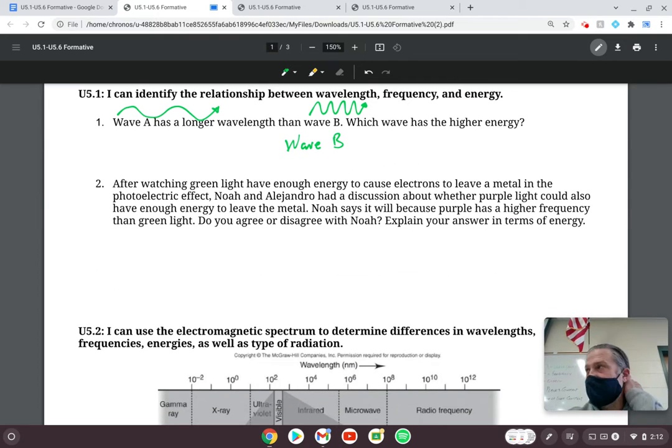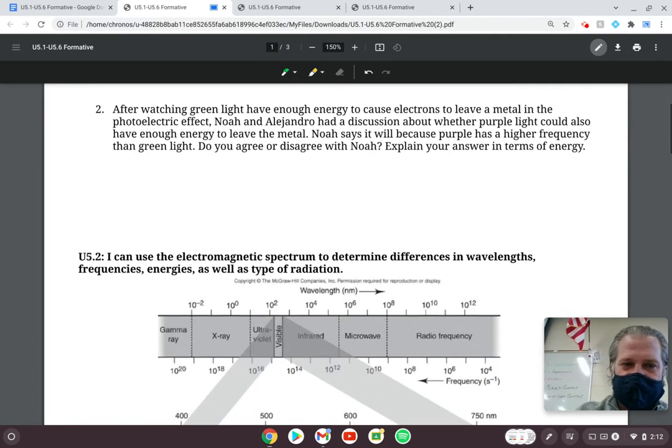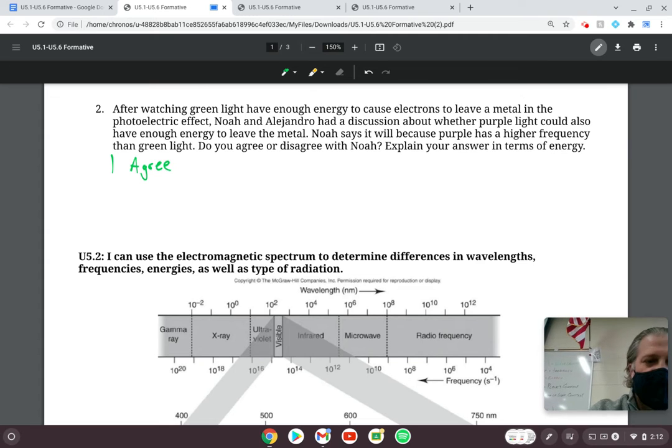Next one says, after watching green light have enough energy to cause electrons to leave a metal in a photoelectric effect, Noah and Alejandro have a discussion about whether purple light could also have enough energy to leave the metal. Noah says it will because purple has a higher frequency than green light. Do you agree or disagree? So in this instance, I would agree with Noah.